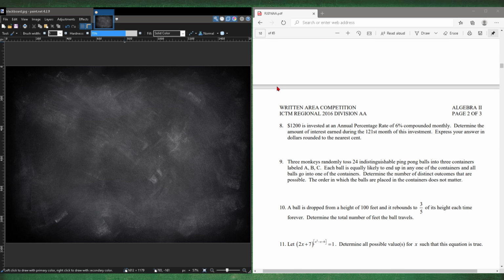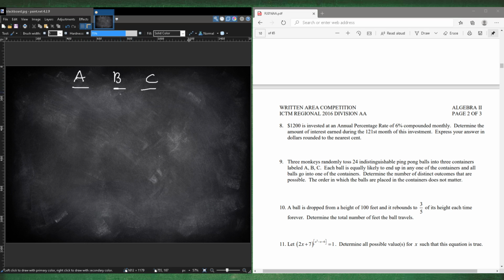Now let's begin with number 9. Three monkeys randomly toss 24 indistinguishable ping pong balls into three containers labeled A, B, C. Each ball is equally likely to end up in one of these containers, and all balls go into one of the containers. Determine the number of distinct outcomes. The order doesn't matter. Okay, so we have A, B, and C as our containers.